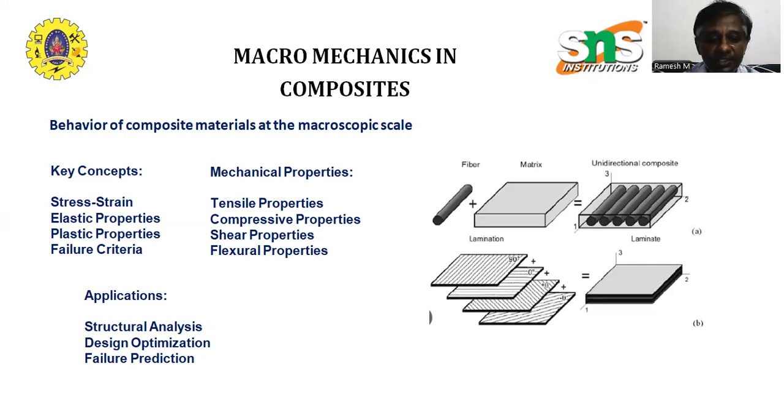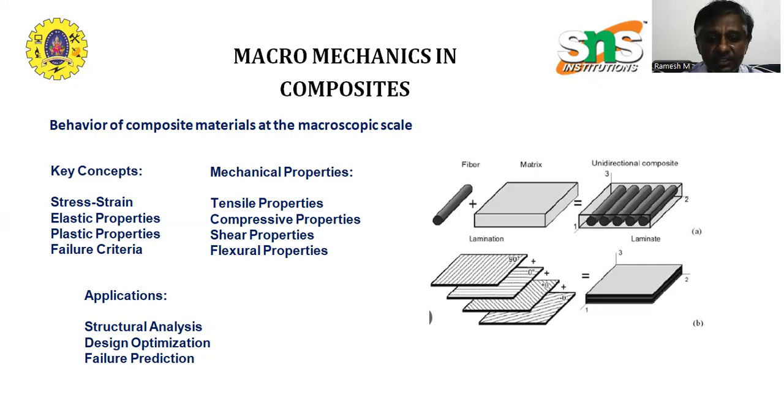Then let's move on to the applications. We have structural analysis. Here, the structural analysis uses the macro mechanics to predict the behavior of composite structures under various loading conditions. Then design optimization is also studied at the micro level. So at the macro level, it has been assessed and analyzed to optimize the composite design for specific applications.